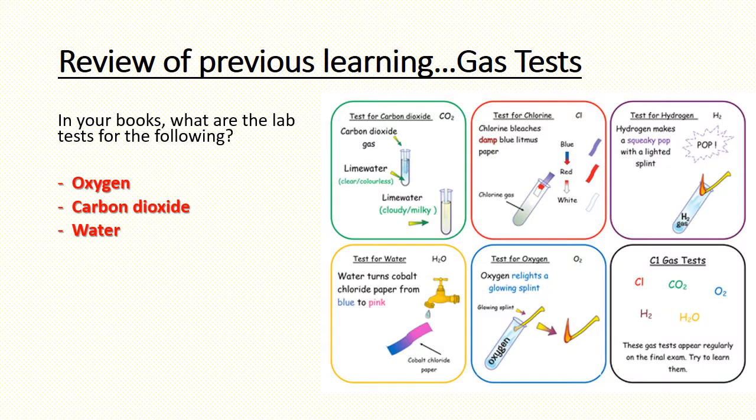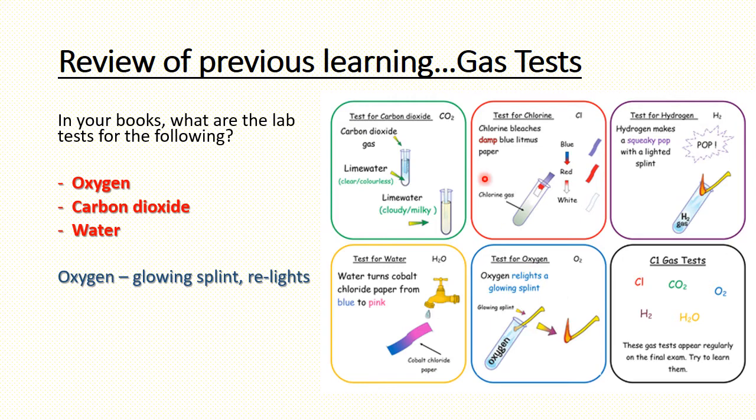Right, so over on the right hand side, this image is really useful because it summarizes all of the tests that we need to know. Now, I only asked for 3 of these, so we will just focus on those 3 first of all. So test for oxygen, we can see down here represented in an image. We will have a boiling tube or a test tube full of our gas. What we're going to do is light a splint, blow it out so that it's glowing, and insert it into the tube. If oxygen is present, then it will relight that glowing splint.